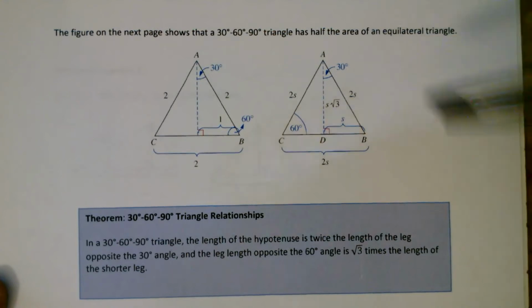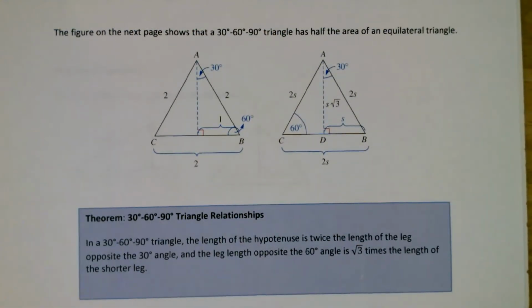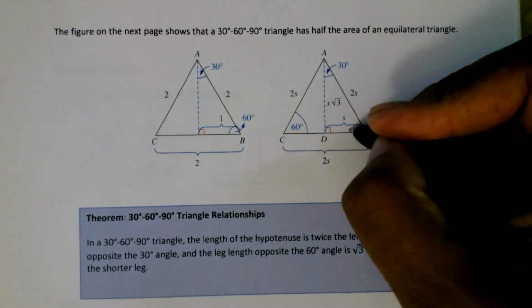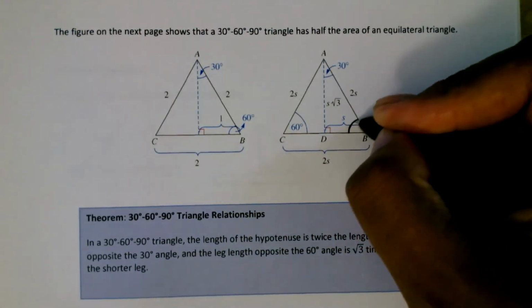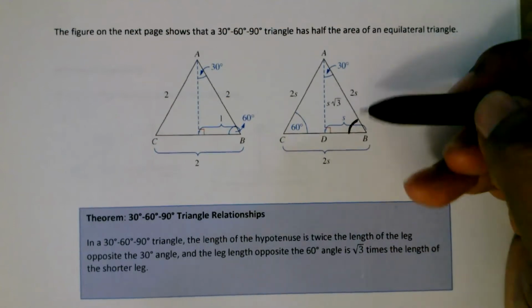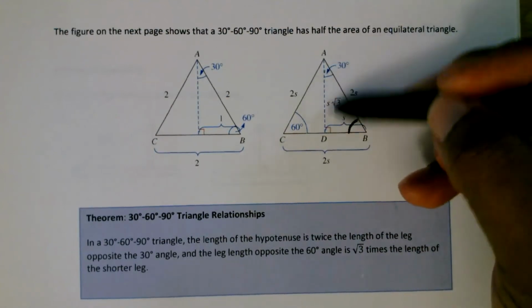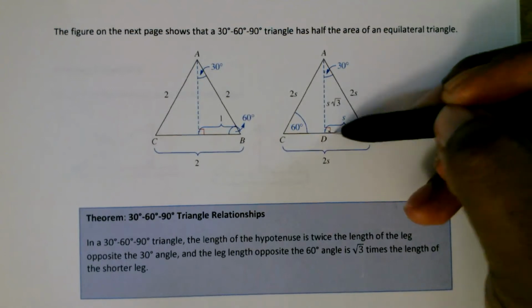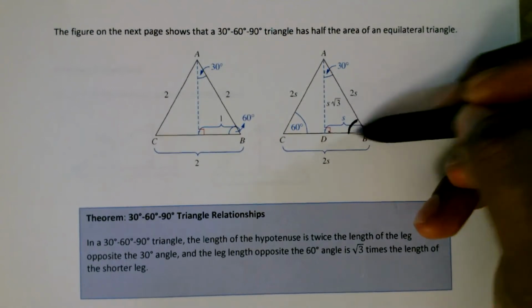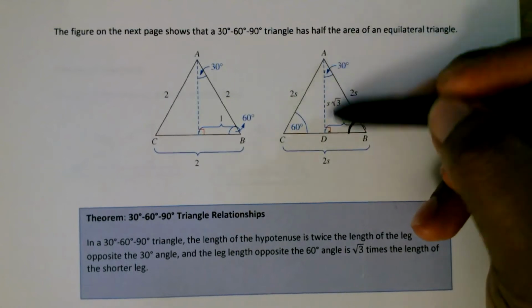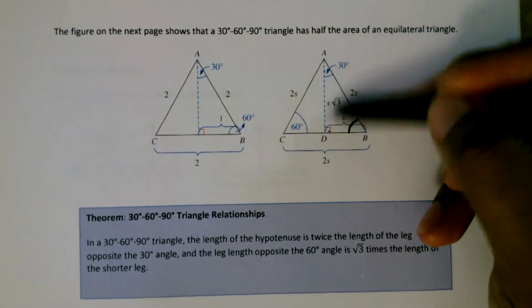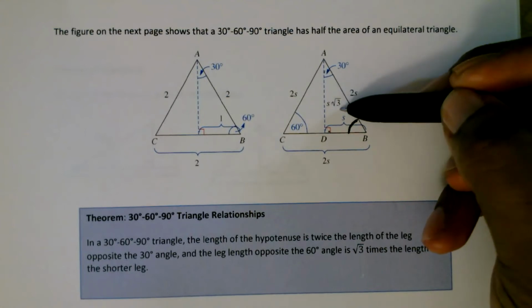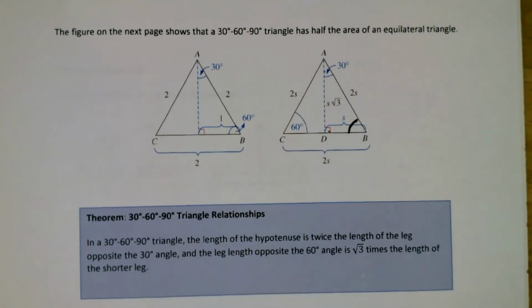And then you've got the length of the leg opposite the 60-degree angle. So this is your 60-degree angle right here. That's in black. This leg right here opposite that will always be the square root of 3 times the length of the shorter leg. So if this short leg here is s, then this length opposite that 60-degree angle will be s times the square root of 3.